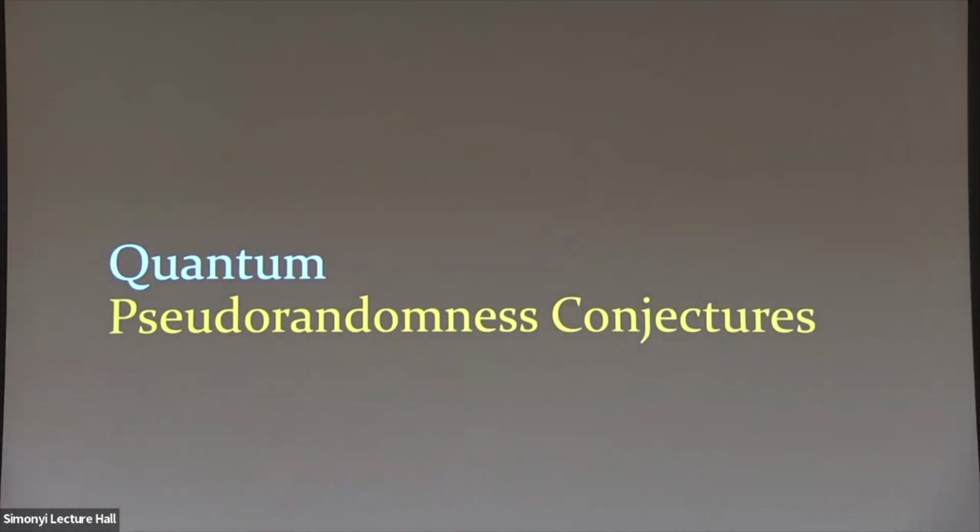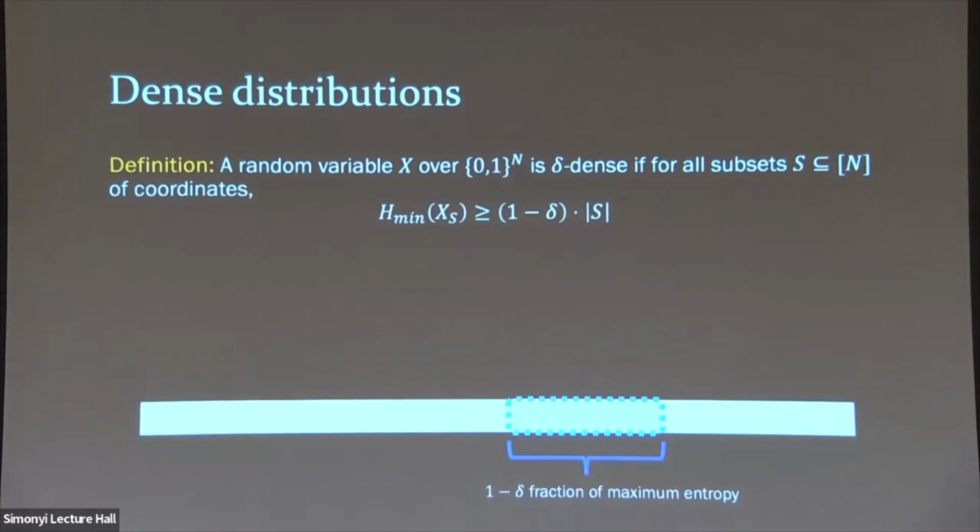All right, let me get to the pseudorandomness conjectures, because I think to me that's maybe the most interesting part. And now, let's take a quick break from quantum and just think about classical probability distributions. So let's talk about something I'll call a dense distribution. A random variable over, let's say, n-bit strings is delta dense if for all subsets of coordinates, the min entropy of your string restricted to that subset is near maximal. It's 1 minus delta times the size of that subset.